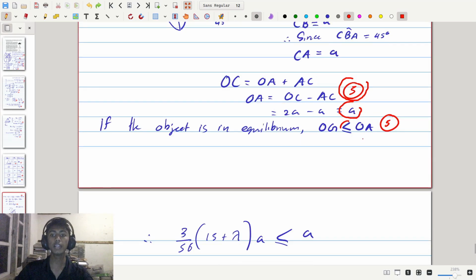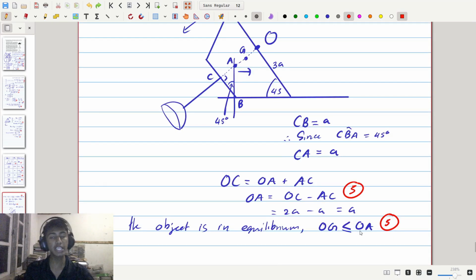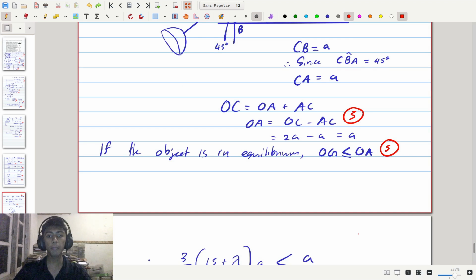I wrote less than but not less than or equal. The actual correct case is less than or equal, due to the fact that at the exact point when OG equals OA, i.e. G equals A, it is also stable. So this should not be a less than sign, this should be this sign, the less than or equal sign.